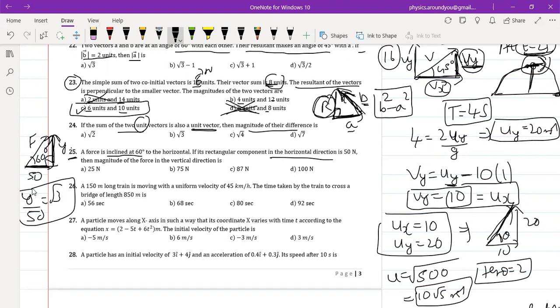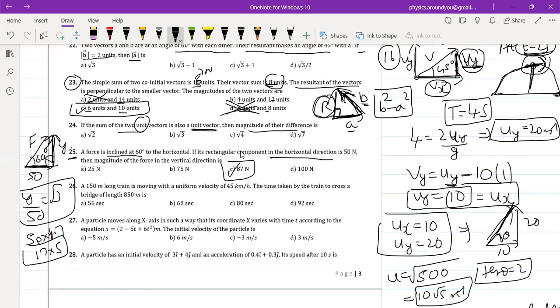And what would 50 root 3 be? So 50 times 1.7, right? Root 3 is 1.7, which gives you 17 times 5. 17 times 5 is around 85. The nearest answer I can get to that is 87 Newton. So 25 goes with C.